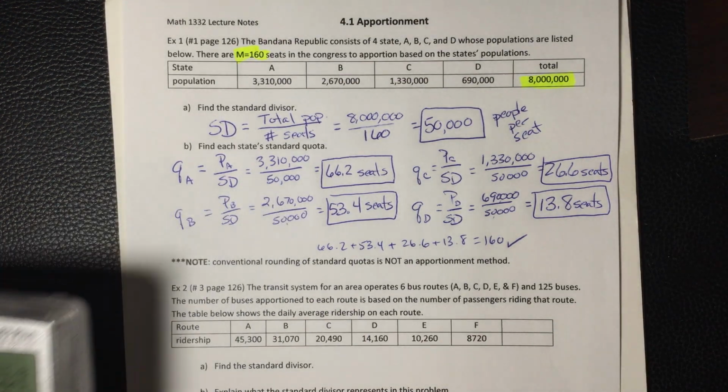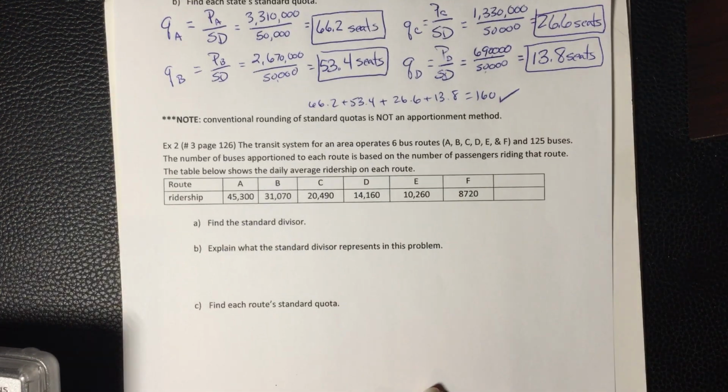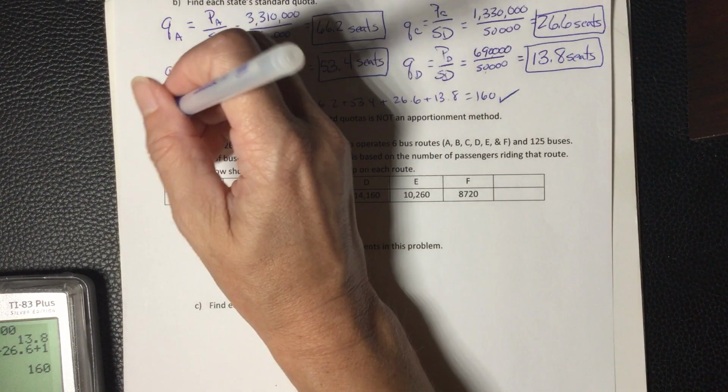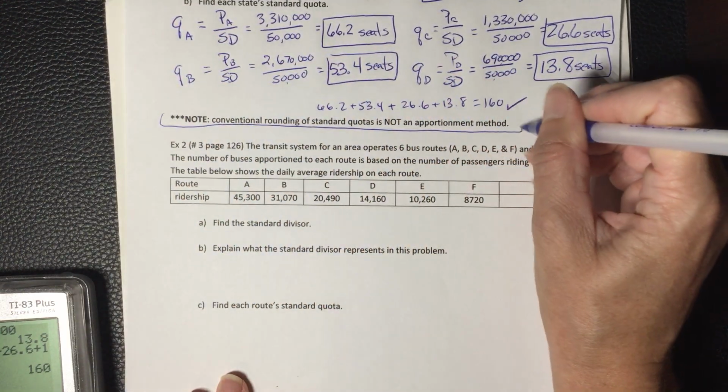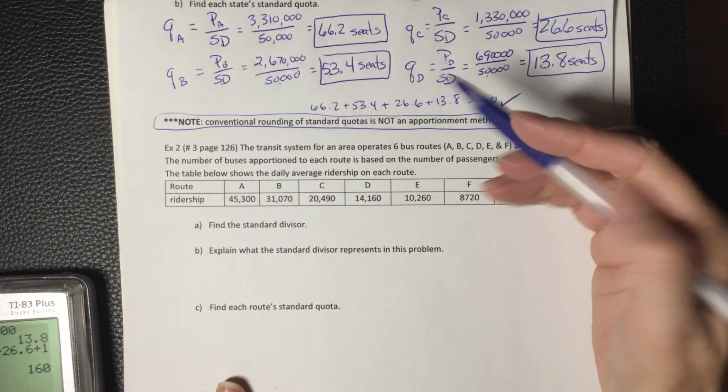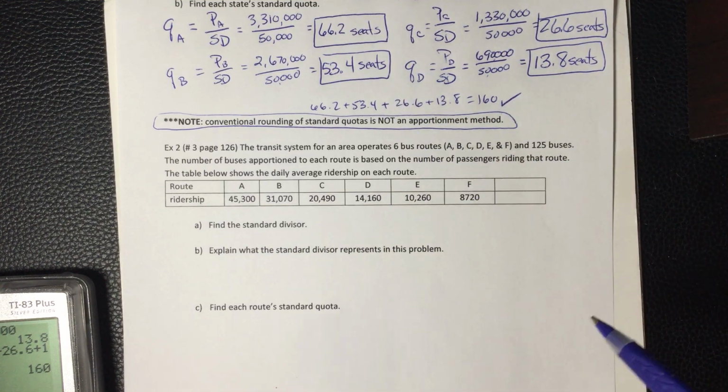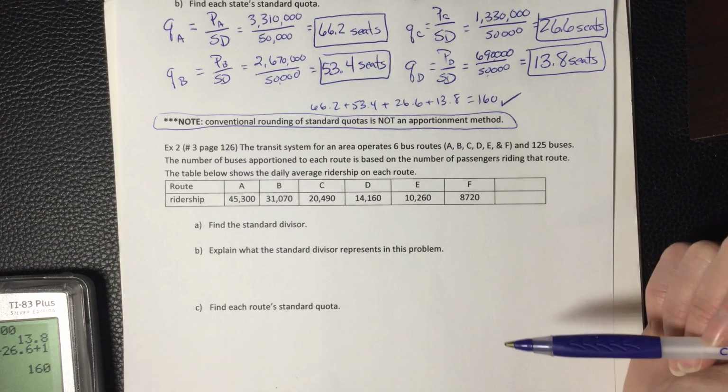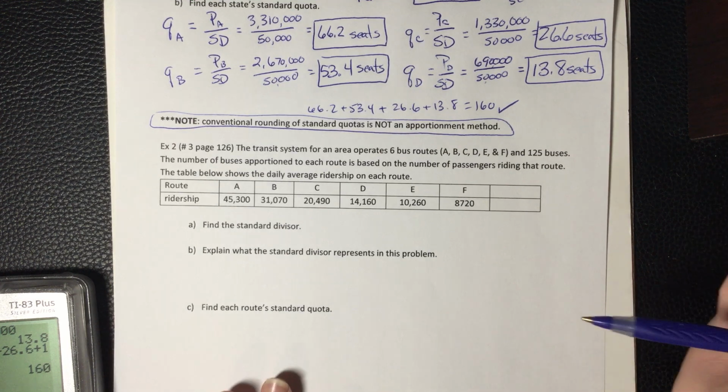All right, so let's try one more example. So we have a little note here. Conventional rounding is not an apportionment method. So you're tempted to round your answers up or down and just sort of resist that urge because that's typically not how we do apportionment.